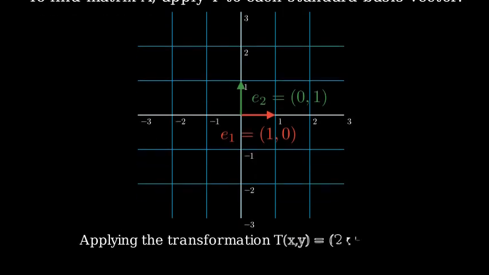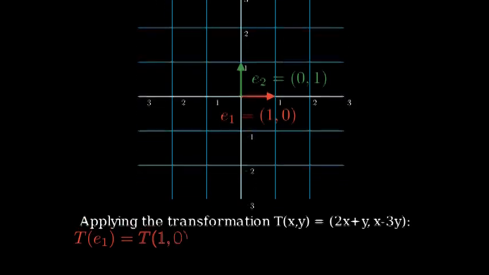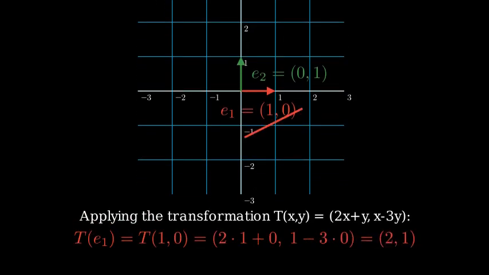Let's apply our transformation T to these basis vectors. For e1, which is (1, 0), we get T of e1 equals (2 times 1 plus 0, and 1 minus 3 times 0), which simplifies to (2, 1). For e2, which is (0, 1), we get T of e2 equals (2 times 0 plus 1, and 0 minus 3 times 1), which simplifies to (1, negative 3).